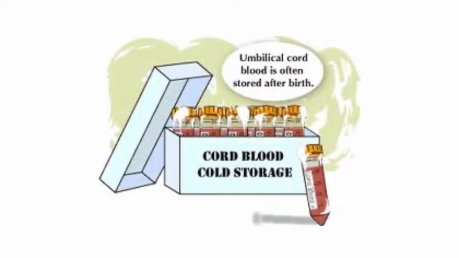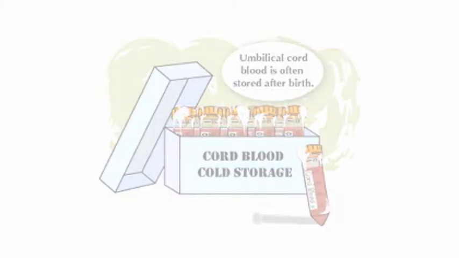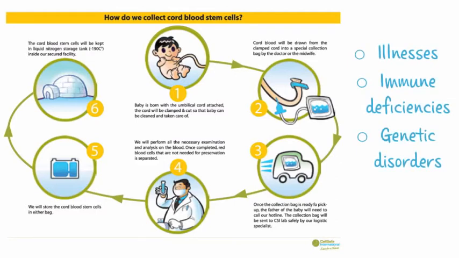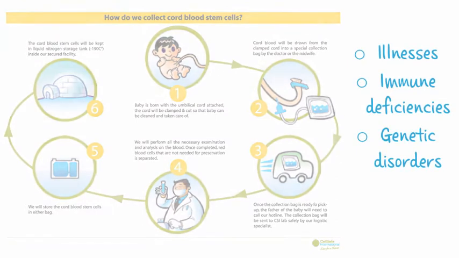Umbilical cord blood, or simply cord blood, is blood that remains in the placenta and the attached umbilical cord after childbirth. Cord blood contains stem cells that can be used to treat a variety of disorders. It is often viewed as a non-controversial source of stem cells, which can be used to treat a wide variety of illnesses, immune deficiencies, and genetic disorders.